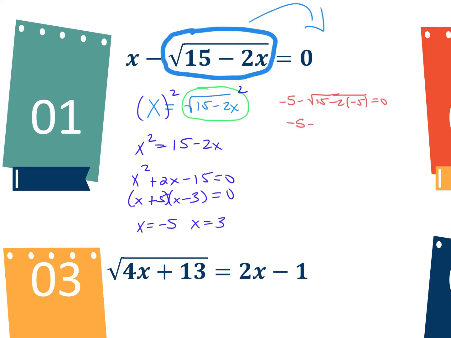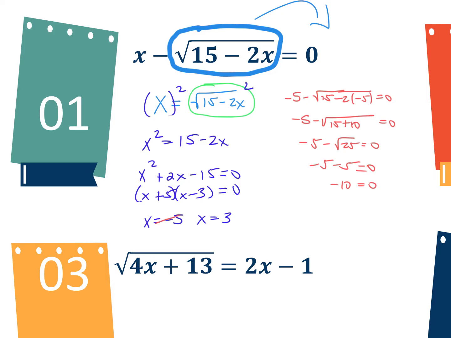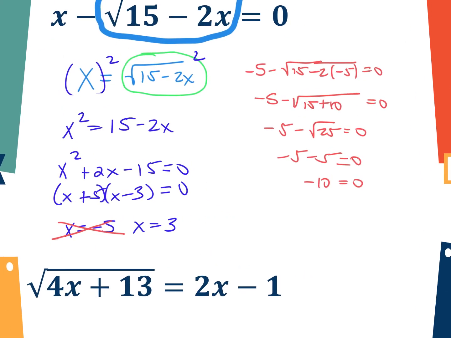So -5 minus the square root of 15 plus 10 equals 0. -5 minus the square root of 25 equals 0. -5 minus 5 equals 0. Is that true? Does -5 minus 5 equal 0? No. So what do you know about x equals -5? It doesn't work. Be careful here with signs. Some of you will get here and go, oh yeah, it does work, because you're not paying attention to signs. So just be careful. This one does not work.